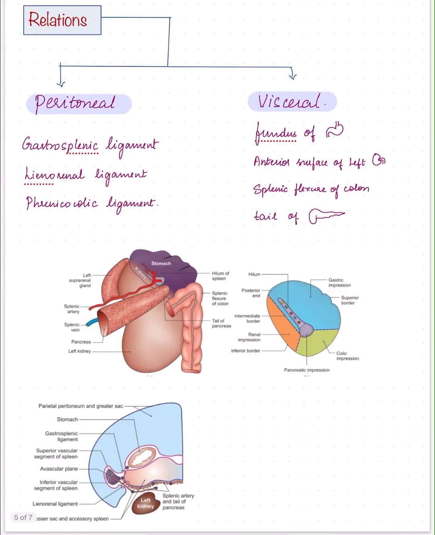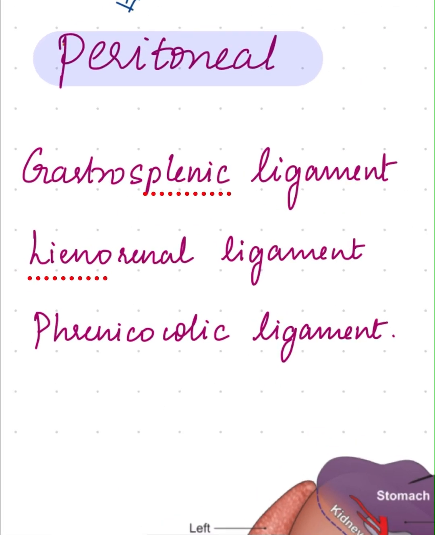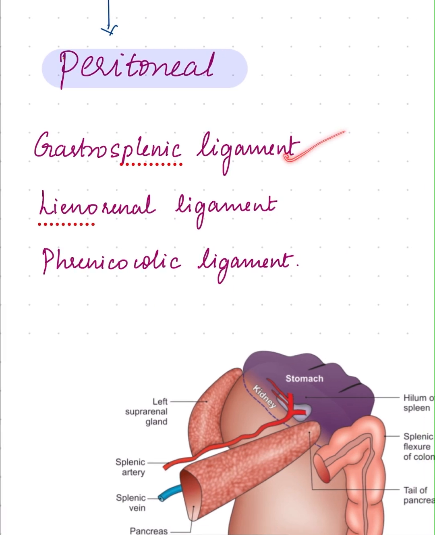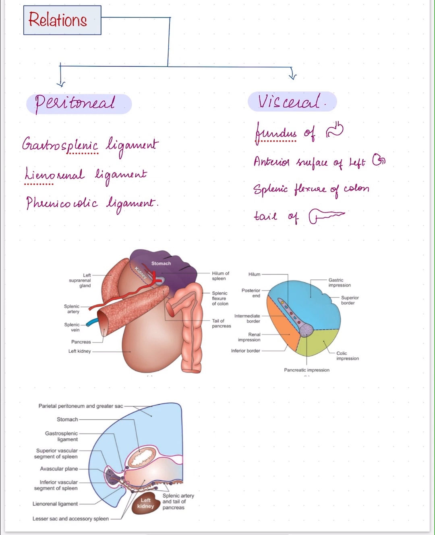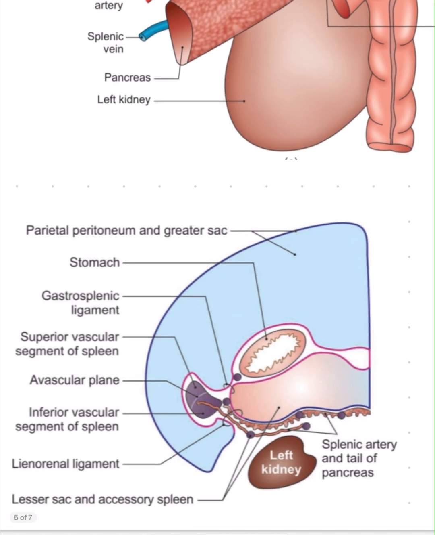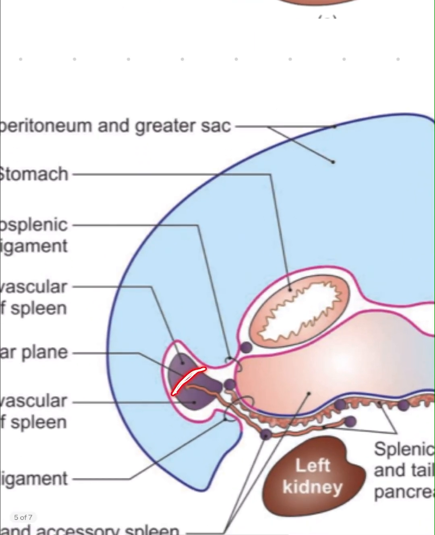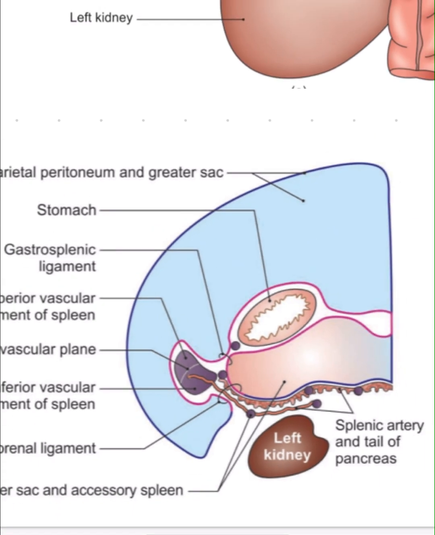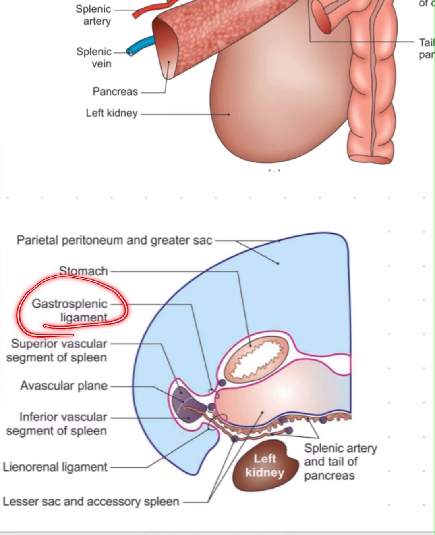Moving ahead with the relations, we have two, that is peritoneal and visceral relations. So first we'll deal with the peritoneal relations of the spleen, that is the gastrosplenic, lienorenal and phrenicocolic ligaments. So the gastrosplenic ligament, what is it? Gastrosplenic, from the stomach to the spleen. It extends from the hilum of the spleen to the greater curvature of the stomach, you can see over here. So this is the gastrosplenic ligament.